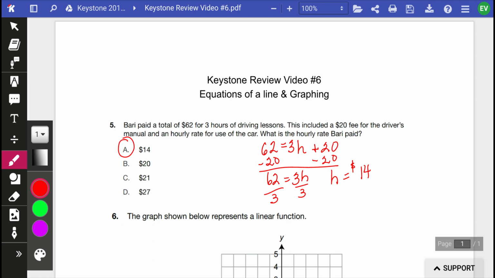Another way to do this would be to take your hourly rates. So for example, in B we have 20. So 20 times 3 plus our $20 fee gives us 60 plus 20, which is 80, which is not $62, which is what he paid. So you can always back into your answer if you want to think in a little bit different way.